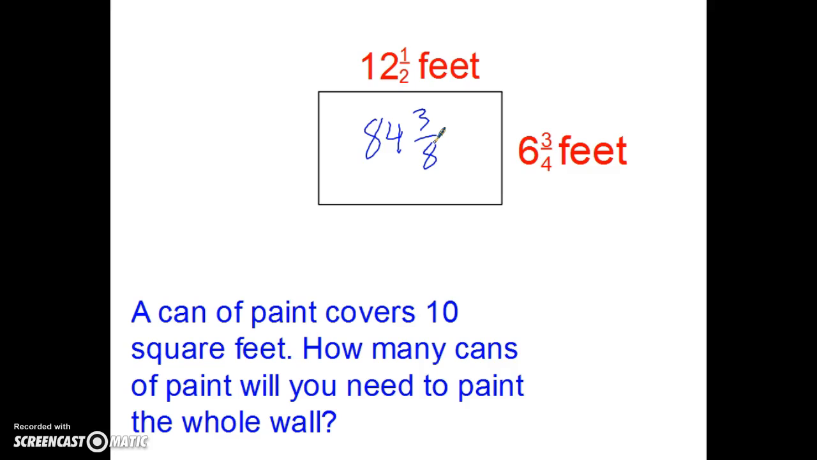Well, I'm looking for a number that gets me close to 84. So if I get 8 cans of paint, that would be 8 times 10 is 80. Would that cover the whole wall? No, because I still got 4 and 3/8. So I'm going to go up another number, buy another can of paint, and now I'm at 90. 90 square feet. Would that cover the wall? Yeah, so I need 9 cans of paint.